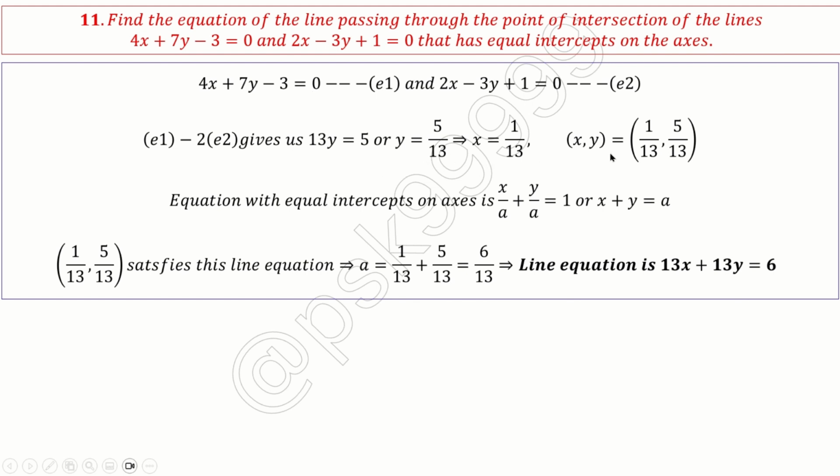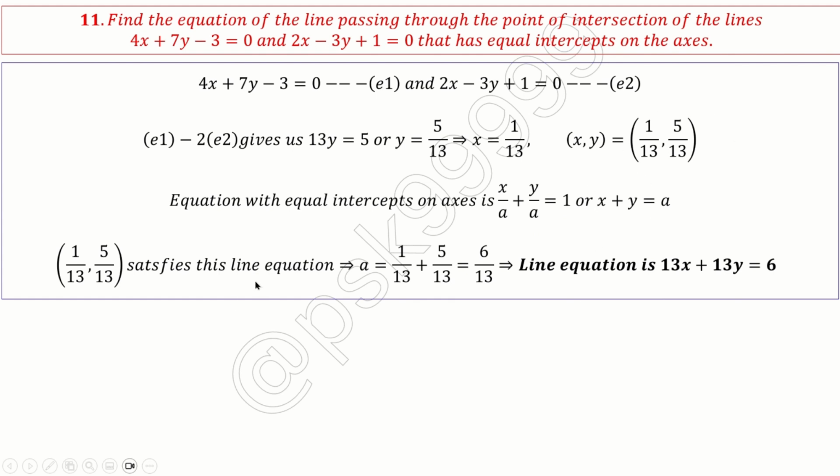You will get the intersection point as 1 by 13 and 5 by 13. Okay, x comma y you will get as 1 by 13 and 5 by 13. Now we know this point lies on another line which has equal intercepts. So x by a plus y by a equal to 1. This is the intercept form of a line. Okay, since the intercepts are equal, I am taking a and a. Okay, so x plus y equal to a.